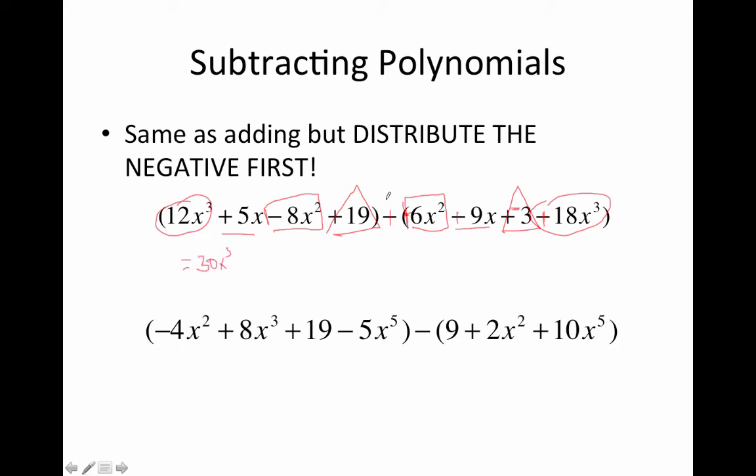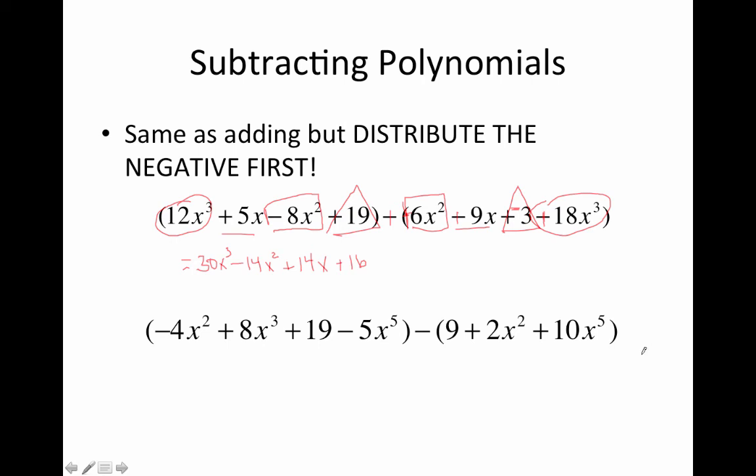Our x squareds, minus 8 and minus 6 gets me minus 14x squared. 5 and 9, both positive, gets me positive 14x. And then 19 and negative 3 gets me plus 16. And that's going to be my difference. All right, we'll try it one more time.